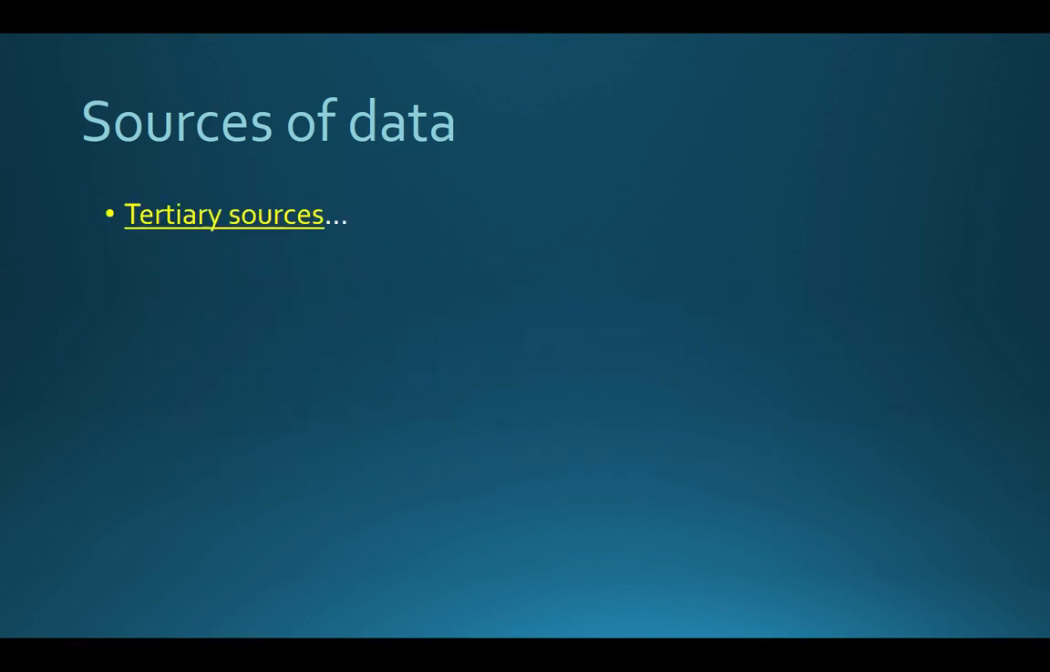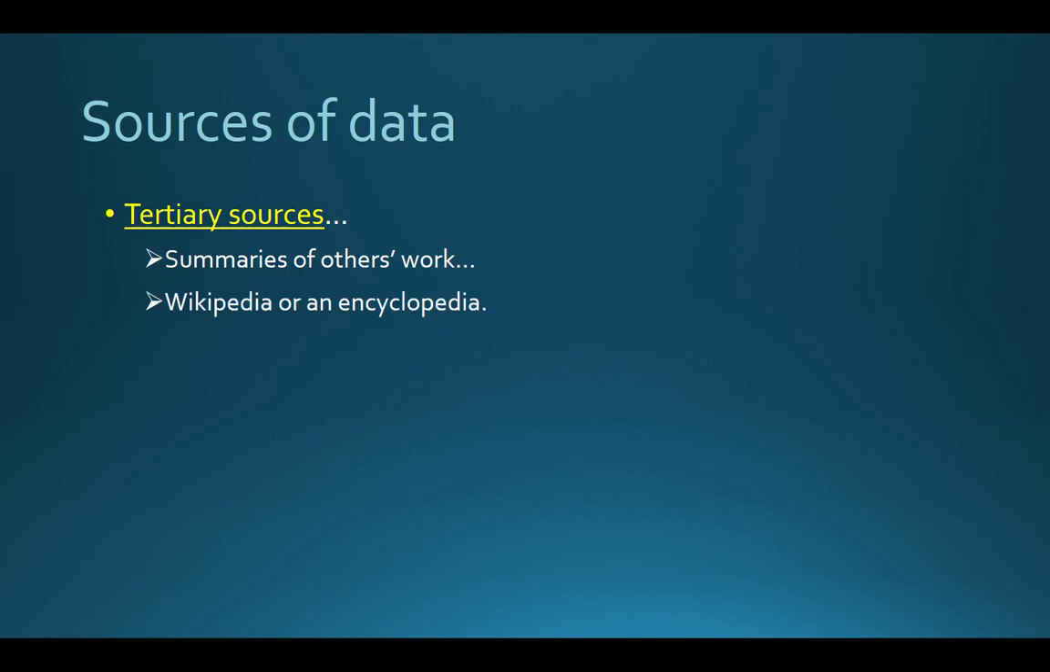Then we have tertiary sources. And tertiary sources are summaries of other people's work. This might be Wikipedia or an encyclopedia. Now, we all agree that an encyclopedia versus Wikipedia are very different qualities of resources, right?